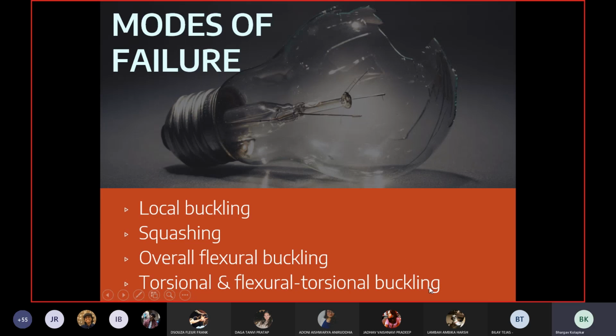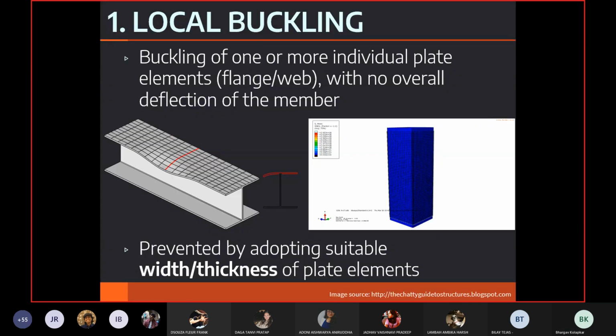It's important that you remember these names. We'll get into what these are and how to avoid those. First one is local buckling. Now, when we have a section, say an I section, which is used as a compression member, and it is under compression, it means that every component of it is also under compression. So these flanges are also under compression, and this web is also under compression.